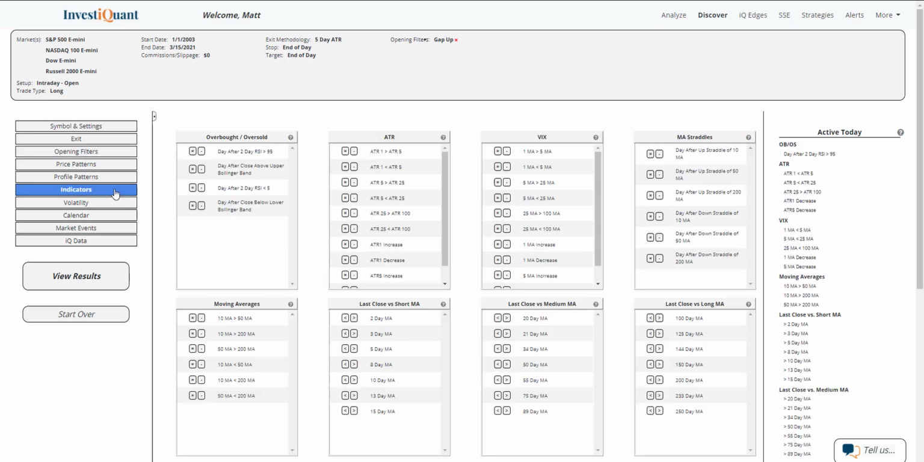Next, I'm going to go into the indicator section. Grab the day after the 2-day RSI is above 95. This is an overbought reading on a short-term basis. That is the very first option here. And then I'm also going to add that it is above a 200-day simple moving average. I'd normally add above a 10. I'll go ahead and grab that as well. Probably doesn't really matter for this pattern.